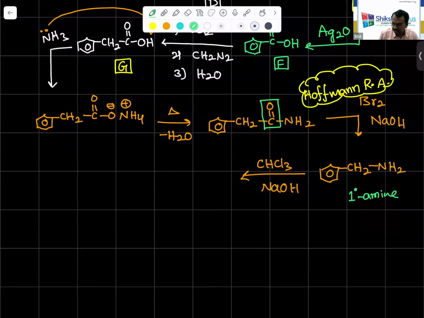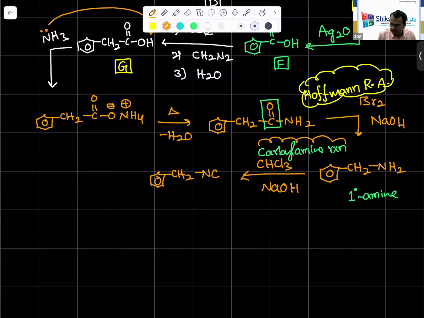Primary amine reacts with chloroform in the presence of alkali. It is the carbylamine reaction. What will happen? The NH2 group converts into NC, simple. Primary amine changes to isocyanide. It is an isocyanide, therefore it is also called the isocyanide test. It is an identification test for primary amines.